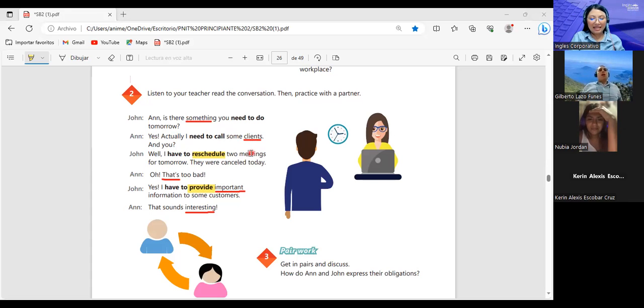La otra era that. Recuerden que la forma corta necesita ser pronunciada, no solo that, sino that's. That's too bad. No olviden eso, esta S tiene que sonar porque es la forma corta del verbo to be. That is. Si solo digo that too bad, me hace falta un verbo en toda esa expresión. Verbo to be. That. Esta era class. What's this?